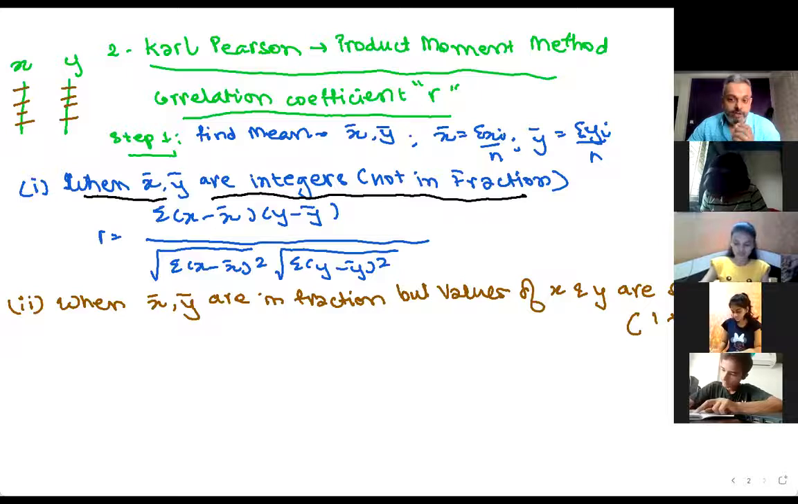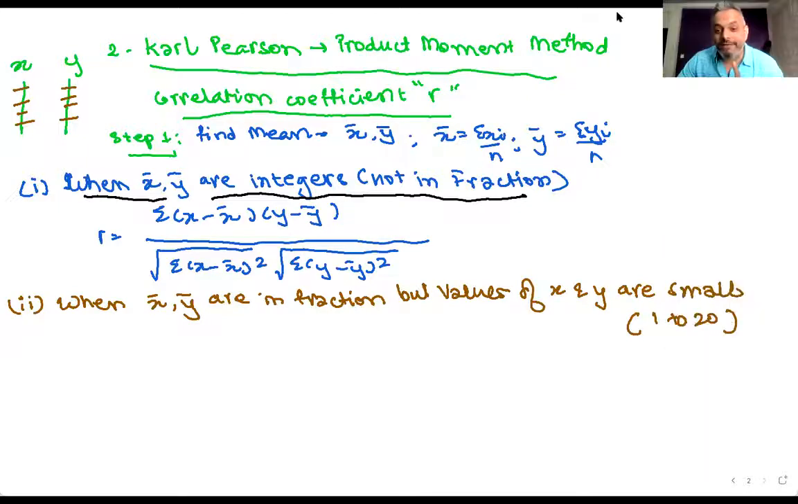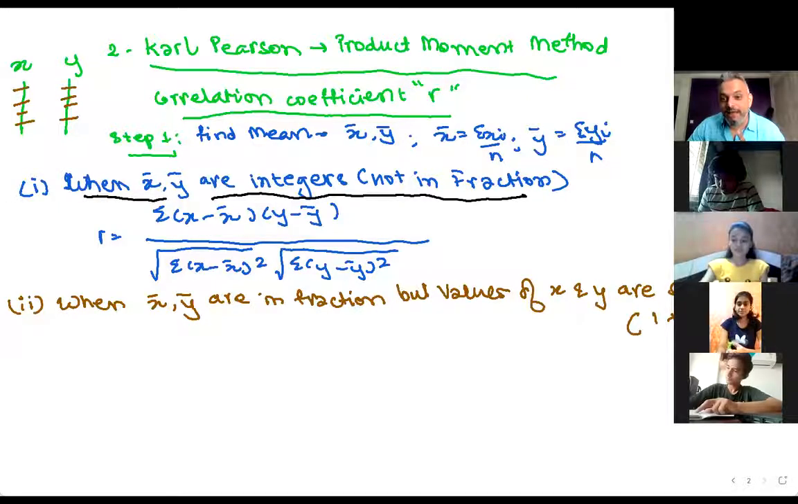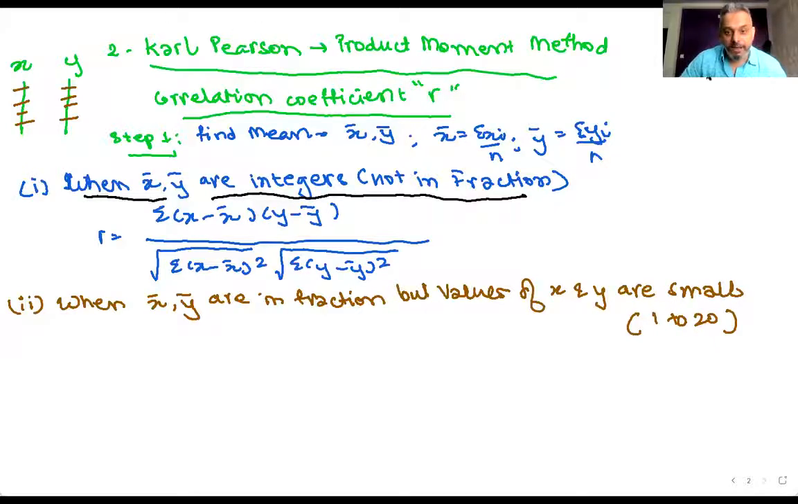So say for example, it is given 2, 4, 8, 12, 14, 15, 18, 20. Numbers like these, small numbers. Understood? And what should the mean be? Mean should be in fraction. Did everyone understand? Okay, so here we have to use this formula.